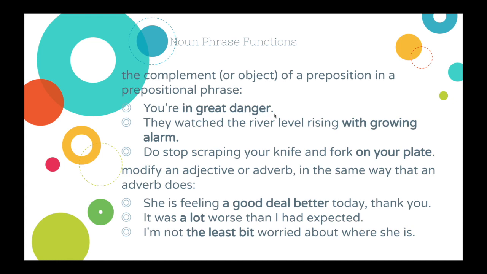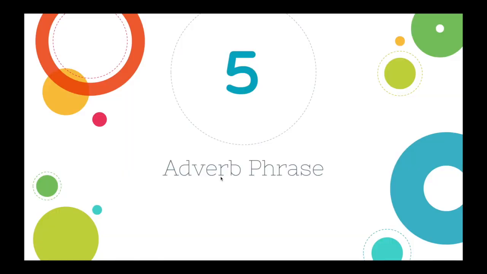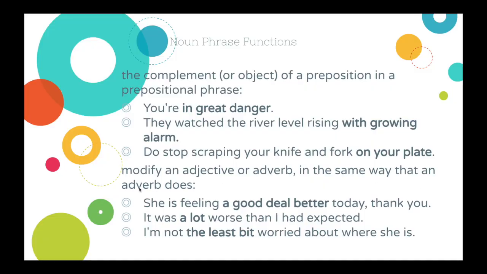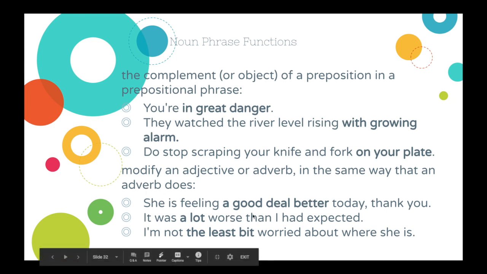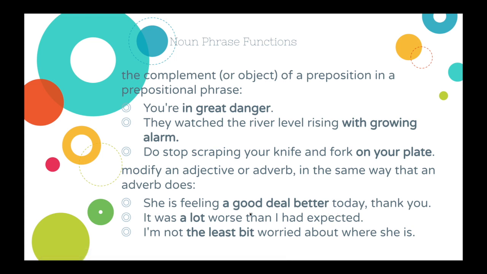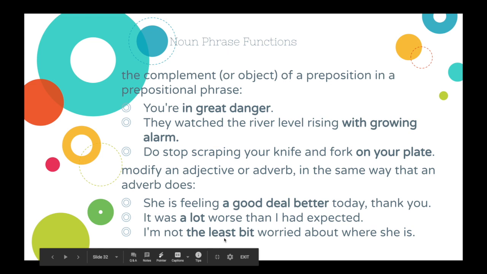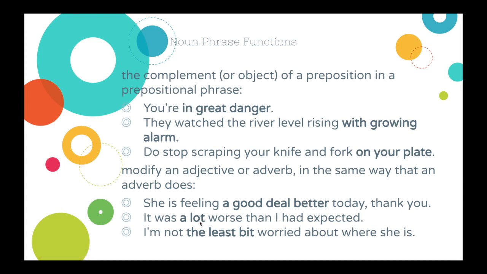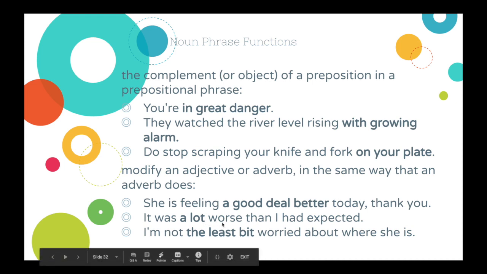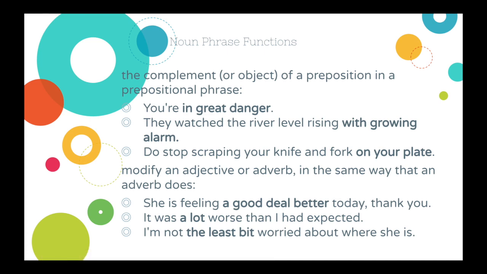Okay, and a noun phrase can also modify an adjective or adverbs, the same way that an adverb does. For example, she is feeling a good deal better today. Let's talk about these other 2. So it was a lot worse. Okay, a lot. So these two words describe the word worse. And the least bit, they describe the word worried. So it's similar to an adverb, so we can call it adverbial because it's similar to an adverb.